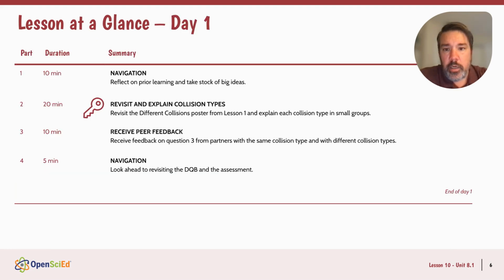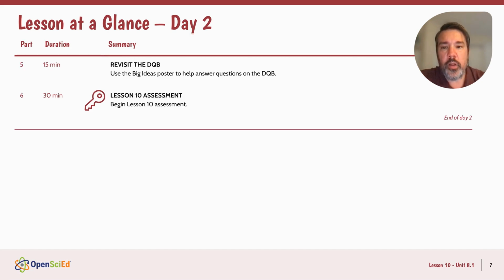So on day 1, we're going to navigate in. We're going to create a poster to take stock of all the big ideas that we have figured out in all of the lessons up until this point. We are going to use those ideas to revisit collisions from lesson 1, so those 3 different types of collisions, and work to explain those in small groups. Then we're going to get some feedback from partners on our explanations, and then we're going to navigate out by previewing that we're going to return to the question board and take an assessment next class. And so that's what we do on day 2. We go back to our driving question board and we take an assessment that is all about baseball.